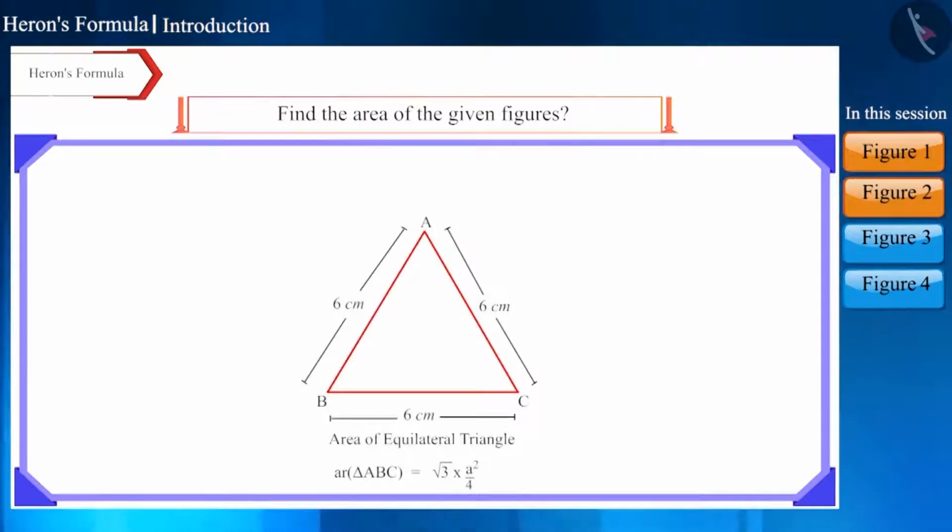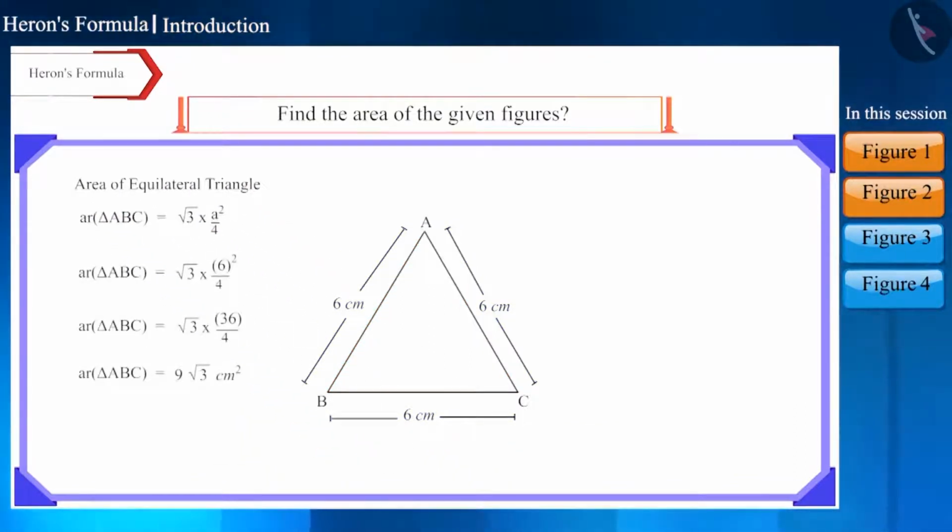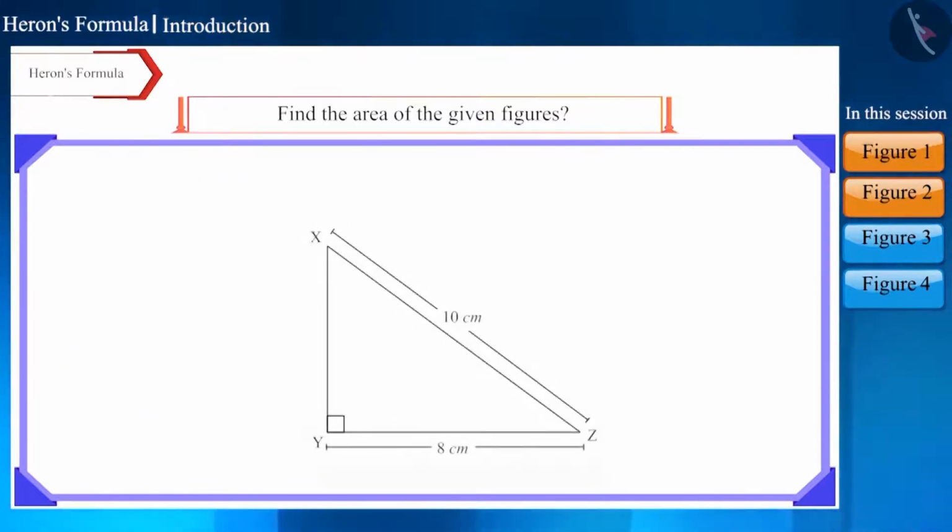In the second figure also, we are given an equilateral triangle and the length of all its sides is 6 centimeters. To find its area, we can use this formula for the area of an equilateral triangle. In this way, we get the area as 9 square root 3 square centimeters. Now let's move to the next triangle.